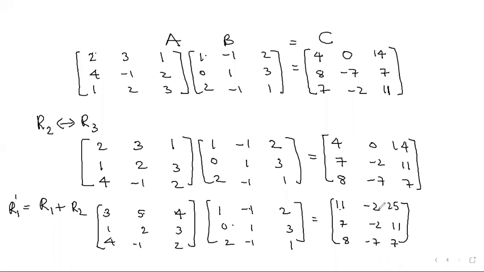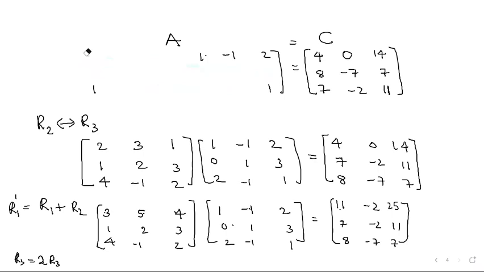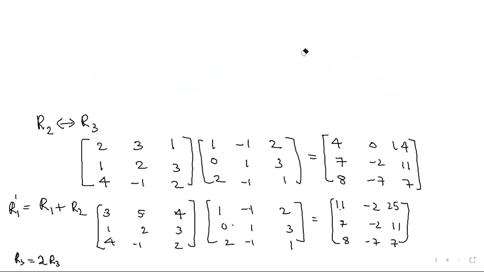I hope you are getting the idea. Then what you do next is R3 is 2 times R3. Just multiply the third row with the 2. And I don't have space to write, so I'll be writing on top. The operation I'm going to do next, I'll write in a different color so that you are able to notice.